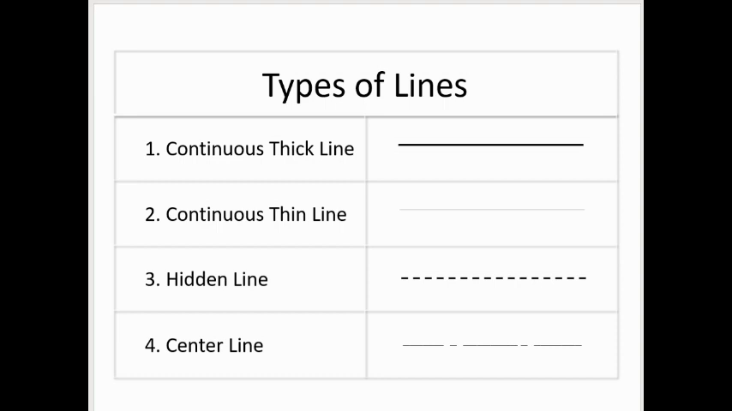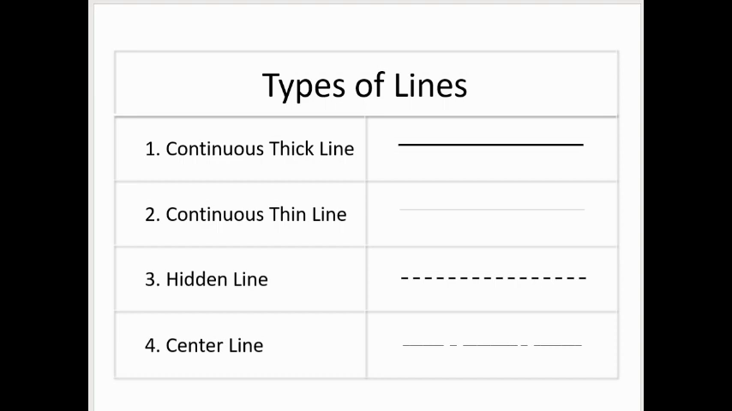Then the third type of line is the hidden line, which consists of dashes. Each dash is of 2 millimeter and a gap of 1 millimeter. Remember, dash of 2 millimeter and a gap of 1 millimeter.